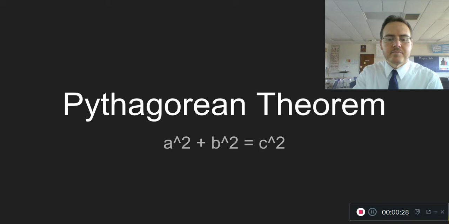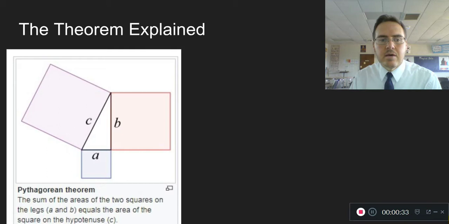So here's an image of the theorem being explained. You've got a right triangle with sides A, B, and C. It's very important you understand that the longest side of this right triangle, side C, that's the hypotenuse always. The A and the B, if you mix those up, it's not a big deal, but the C has to be the long side. It's also across from the right angle, as you can see in this picture below.